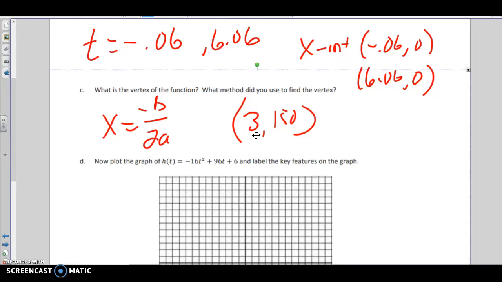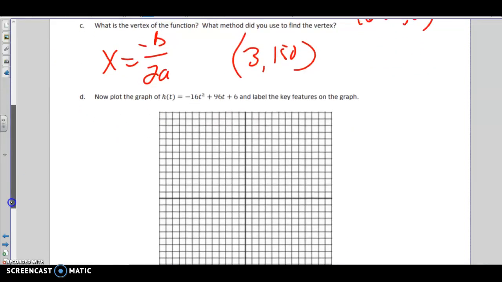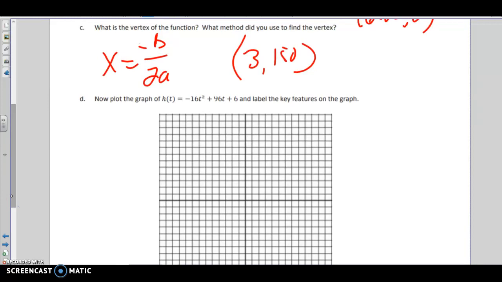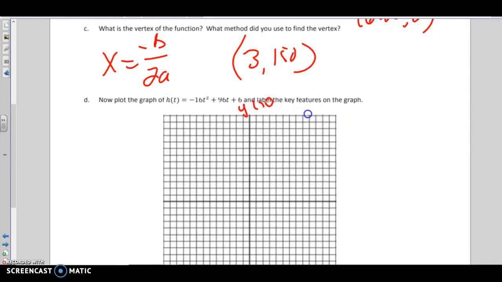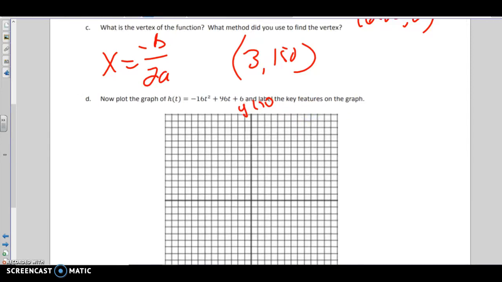So this is basically taking the information we got and now plotting it into a graph using the key features. So we've got to scale this to get it up to 150. So I'm going to do each y by 10. And we'll keep each x by 1. And I'm only going to be concerned about this first quadrant. So I know my y-intercept is going to be right about there. The coordinate 0, 6.